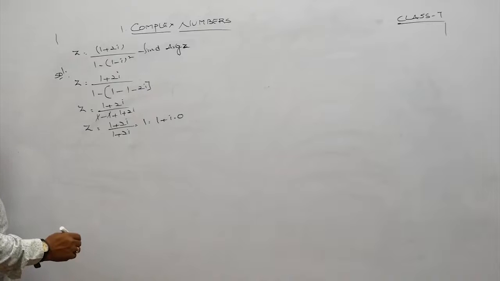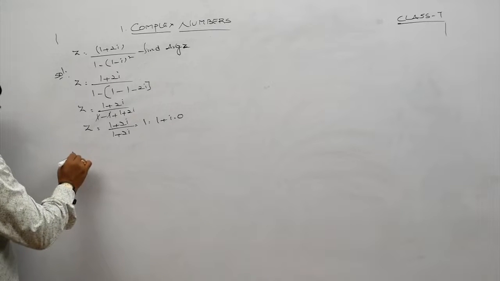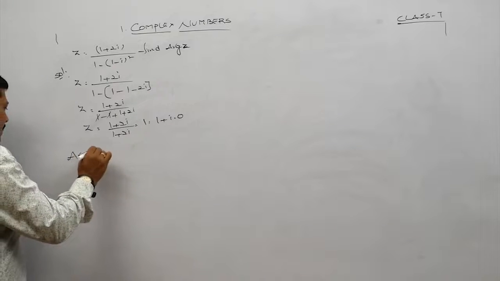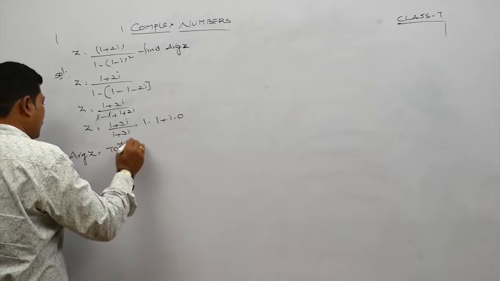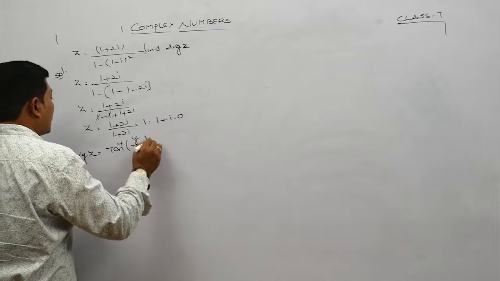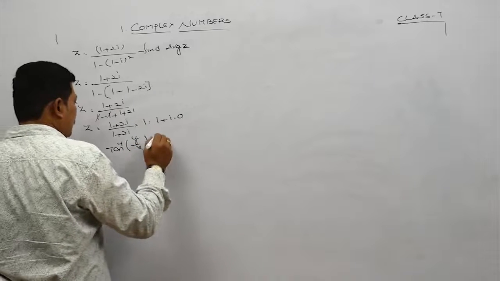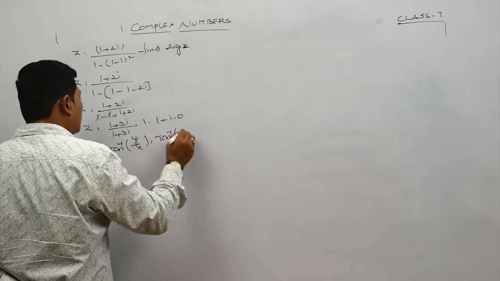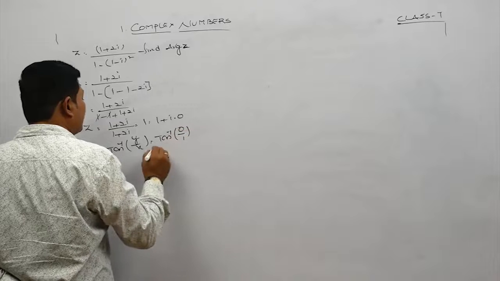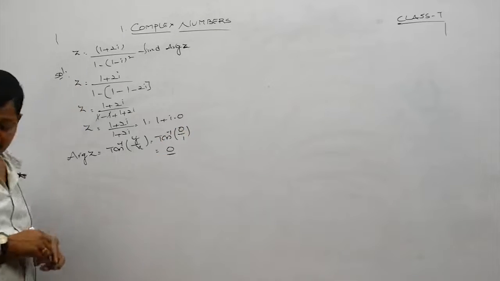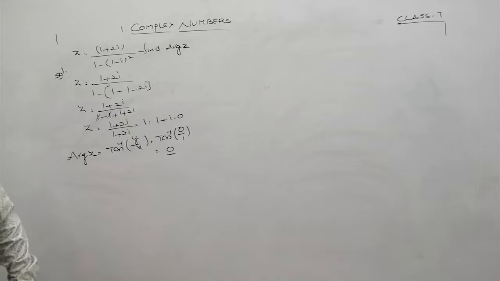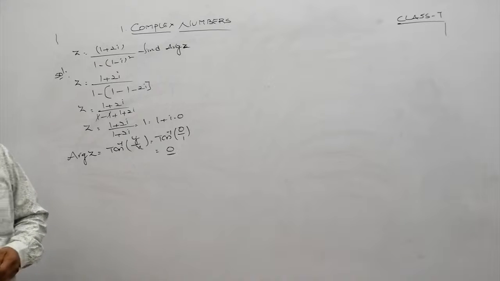Now go for the question what we are asked to find, argument of z, or amplitude of z is equal to tan inverse y by x, and tan inverse y by x is equal to tan inverse 0 by 1, and tan inverse 0 is equal to 0. So that is the answer for that one. Next we enter to Roman number 2.